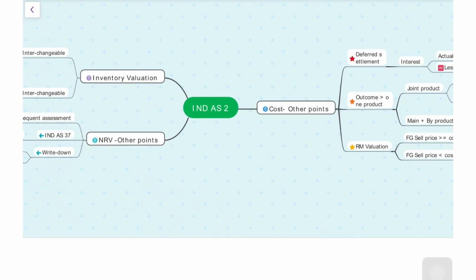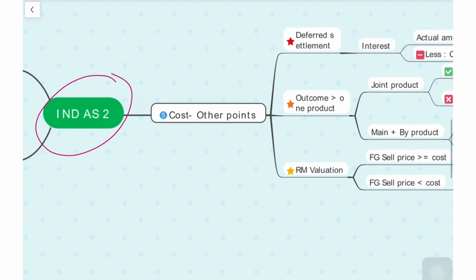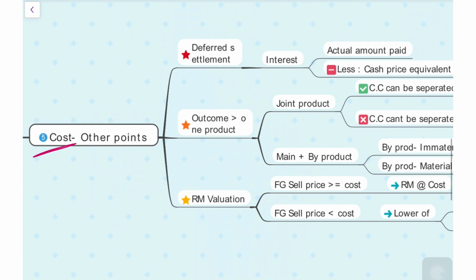Now moving on to the second chart. Here we talk about a few more points related to cost, which we need to discuss. First is deferred settlement.